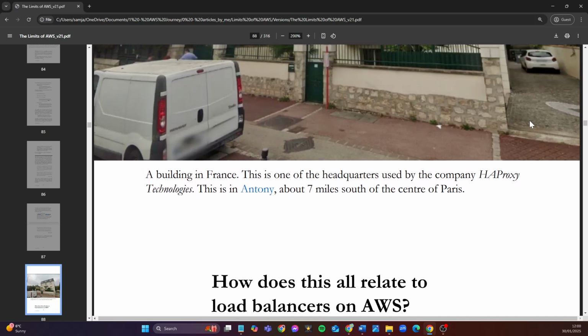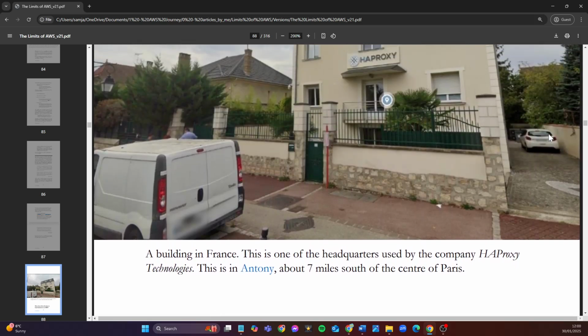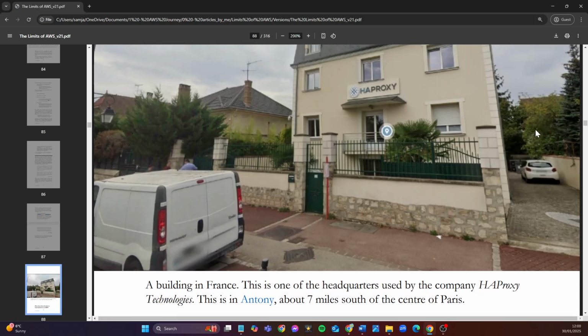This is a building in France. This is one of the headquarters used by the company HAProxy Technologies. This is in Antony, about 7 miles south of the centre of Paris.